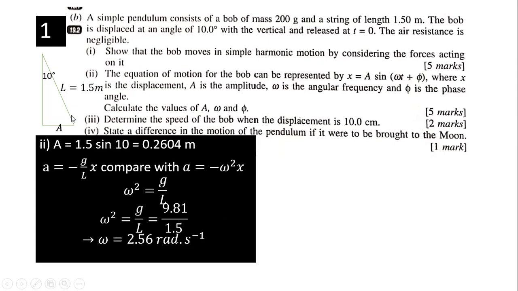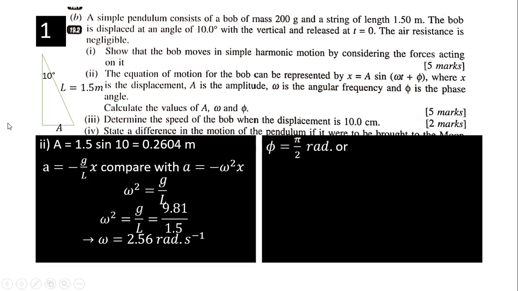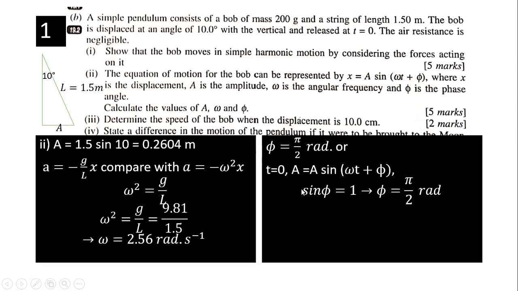If you can guess this is 90 degrees, straight away you can get the answer. The rest position is here, so it is displaced by 90 degrees, pi over 2. If not, work it out. That's your general equation. At t equals 0, the amplitude is A. Put that equal to it, so your sine phi equals 1, since A divided by A is 1. So 1 means your phi must be 90 degrees.